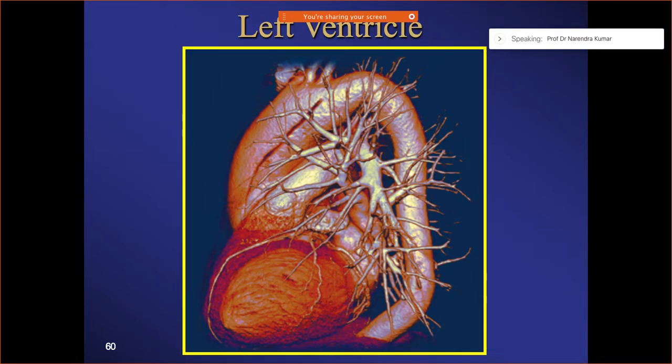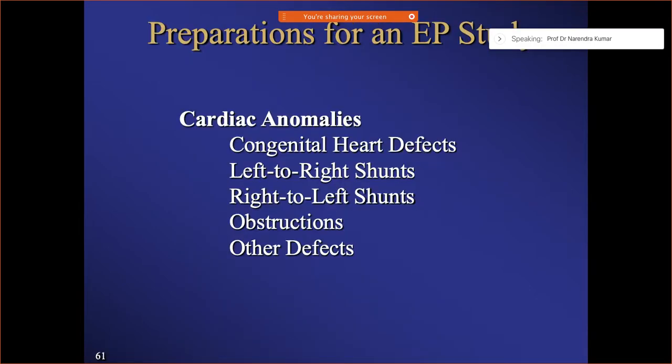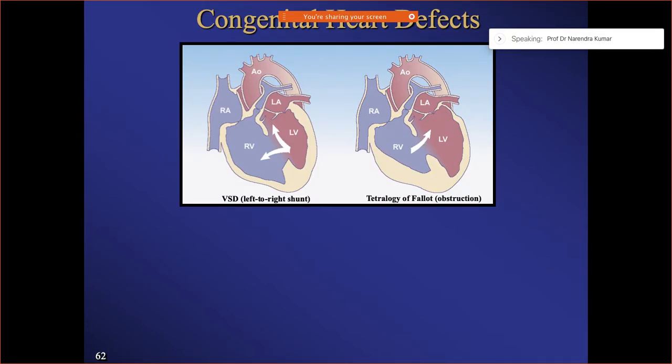So this is a beautiful CT angio of the heart, and to do an EP study, especially in different cardiac anomalies, it is very important to consider congenital heart disease, left to right shunt, right to left shunt, obstruction, and other defects as well. Congenital heart defects are structural anomalies of the heart and great vessels present since birth, and most are amenable to surgical repair with good results and long-term survival. And scarring from the surgical repair is often the origin for the tachycardias.